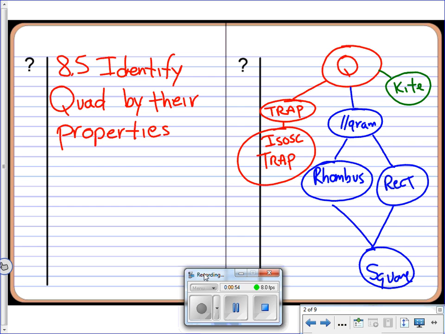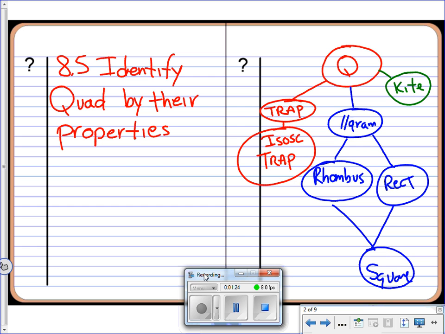Each one of those items carries a certain set of properties. To have a trapezoid, you have to have only one set of parallel sides, and there's a whole list there that we've given in the past. In isosceles, we add that the legs are congruent, and once we take a trapezoid and make the legs congruent, that forces the diagonals to be congruent. It forces the pair of base angles to be congruent, and so on.